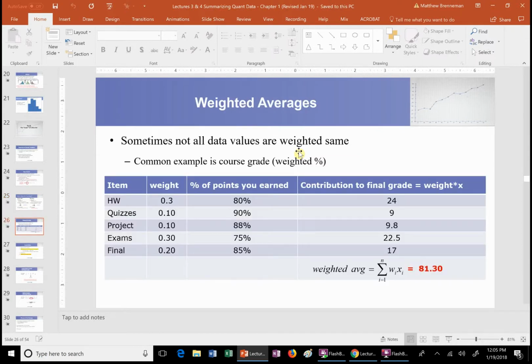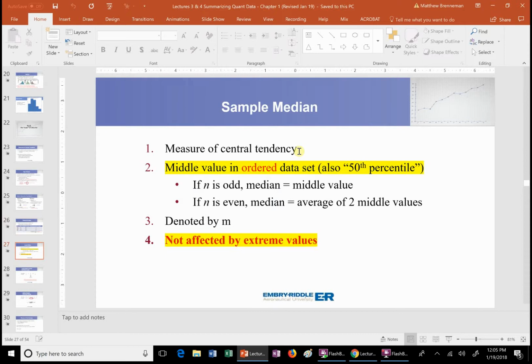Weighted averages we're going to come back to a lot when we talk about expectation values. We briefly touched on this. A good example is your course grade. Each of the different components has a weight. I take the value for that component, multiply it by the weight, and add it up. When we get to chapter 2 and chapter 3, we're going to use weighted averages a lot.